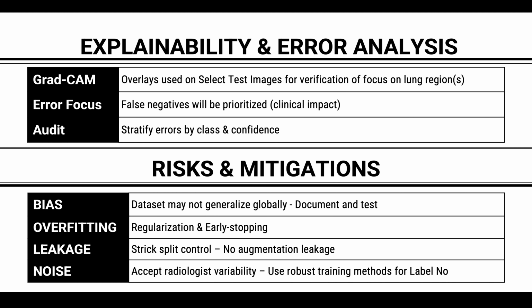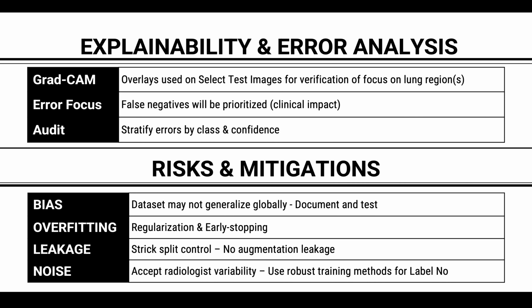Every machine learning project carries risk, and this one is no exception. First, bias. Since this data set may not generalize globally, I'll document findings carefully and, where possible, test again against additional subsets. Second is overfitting. I'll use regularization and early stopping to avoid the model simply memorizing the training data.